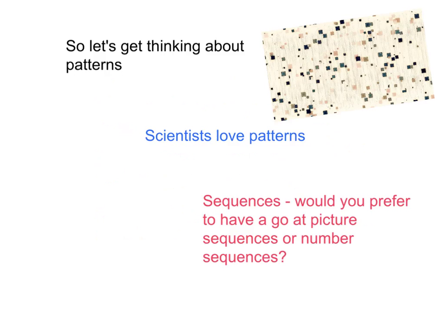So, first of all, let's get thinking about patterns, and patterns in data, patterns that lead to relationships. Scientists love patterns. Why? Because when we recognise a pattern and we can identify a relationship, then we can come up with a theory. Then those theories can be tested using further experiments and further gathering of data. So let's have a go at looking at patterns themselves, particularly sequences. You're going to choose whether you'd like to have a go at a picture sequence or a number sequence.